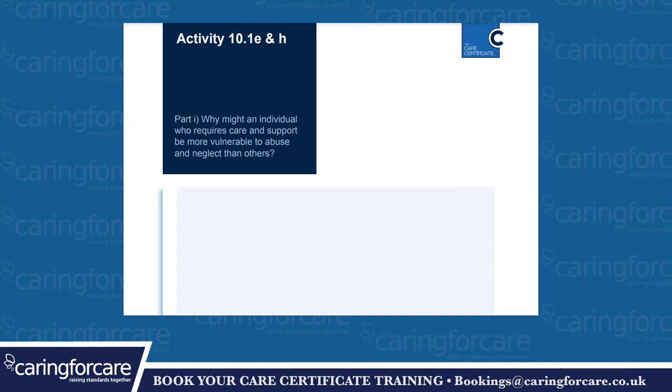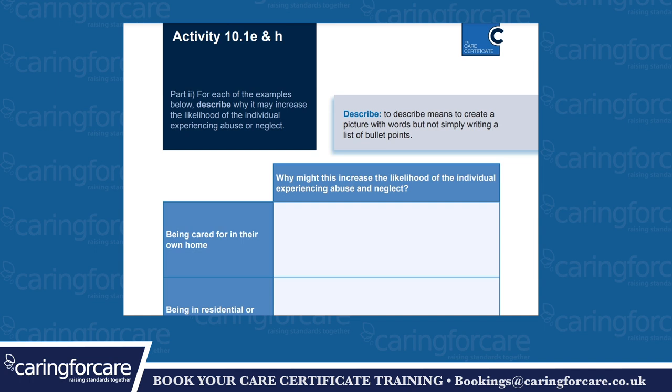Activity 10.1E and H. Why might an individual who requires care and support be more vulnerable to abuse and neglect than others? Activity 10.1E and H. For each of the examples below, describe why it may increase the likelihood of an individual experiencing abuse. To describe means to create a picture with words, but not simply writing a list of bullet points.